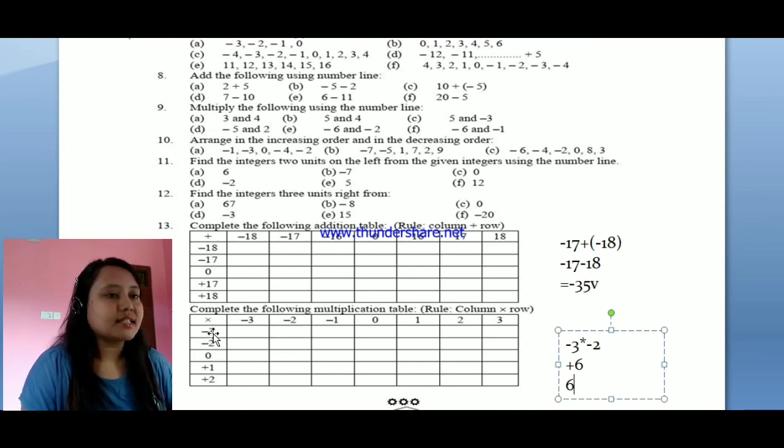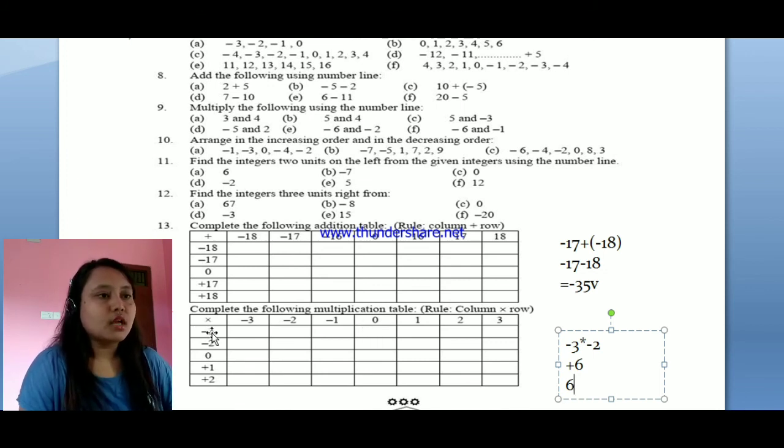Let me say it orally. When there is minus 3 into minus 1, that becomes plus 3. Minus 3 into 0: whenever 0 is multiplied, the product will be 0. Minus 3 into 1 is there, so only 1 is there, there is no negative sign, so minus into plus sign is minus, and 3 into 1 is 3. Like that you have to complete.